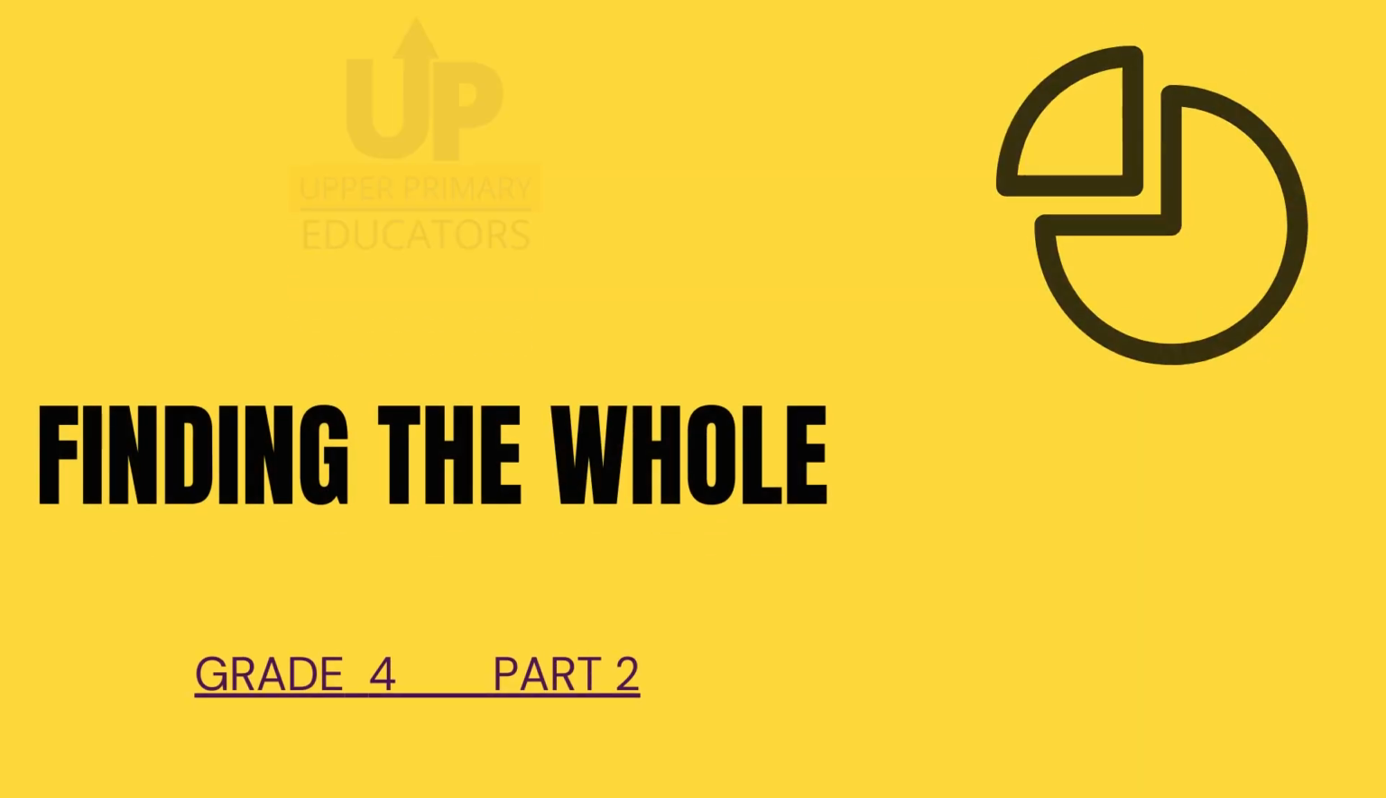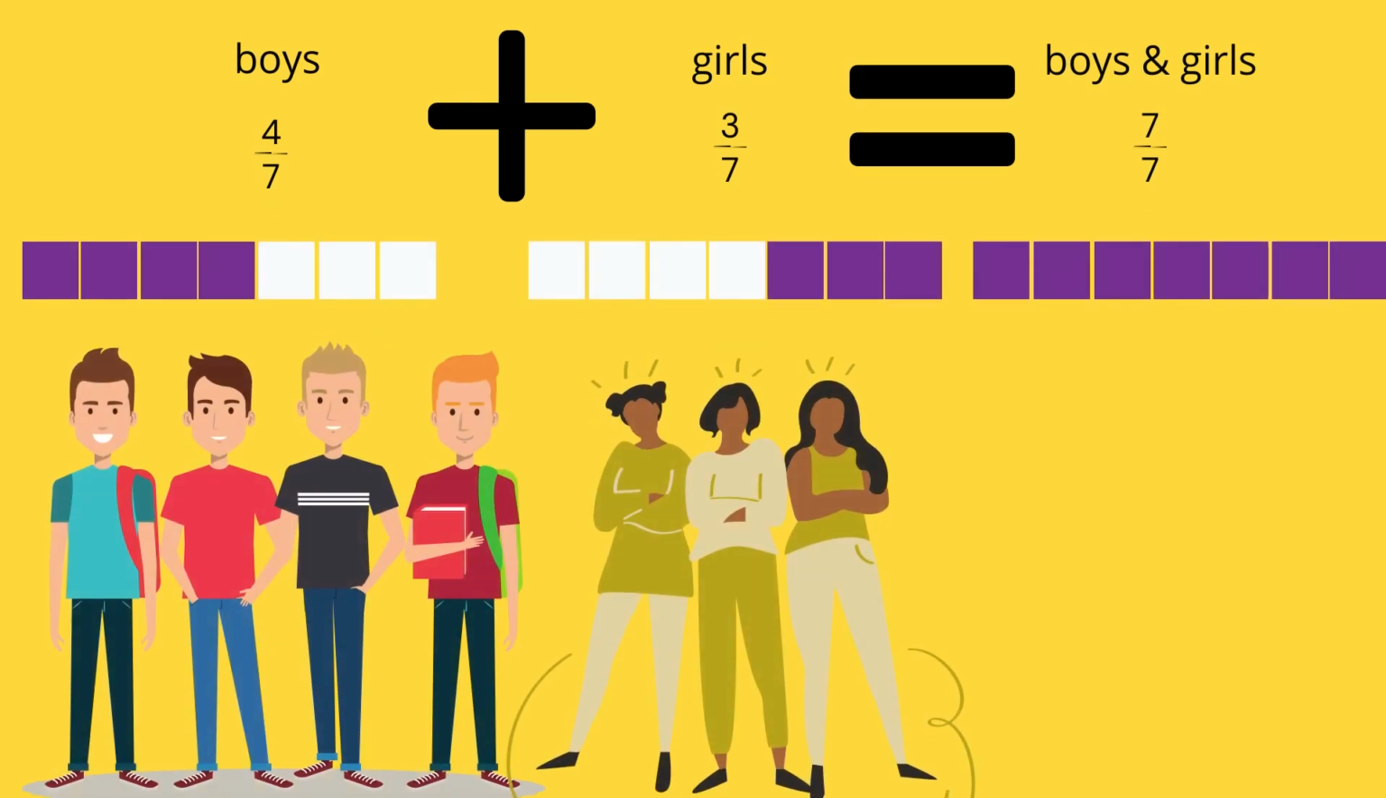In our last video, we discussed how we can represent the whole and the various parts of the whole using different methods. We drew diagrams, we used common fractions, and we also used the numerals. So in our last video, we had a class of 7 students, and we showed different representations for the boys, the girls, and for the entire class.